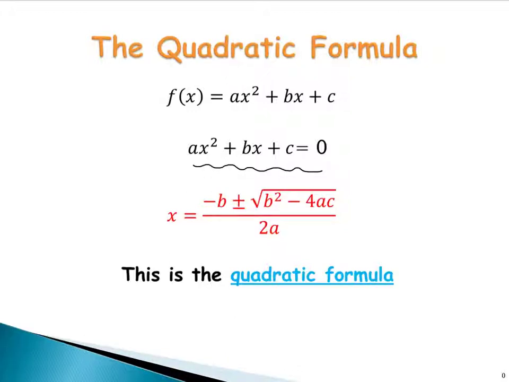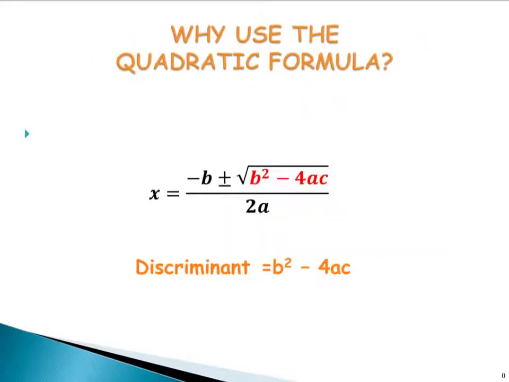When you solve this equation using completing the square, you get x equals negative b plus minus square root of b squared minus 4ac all over 2a. This is the quadratic formula. Do you know why it's so cool? The quadratic formula allows you to solve any quadratic equation even if you cannot factor it.